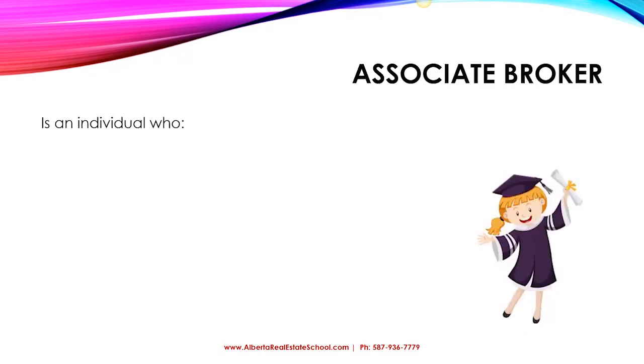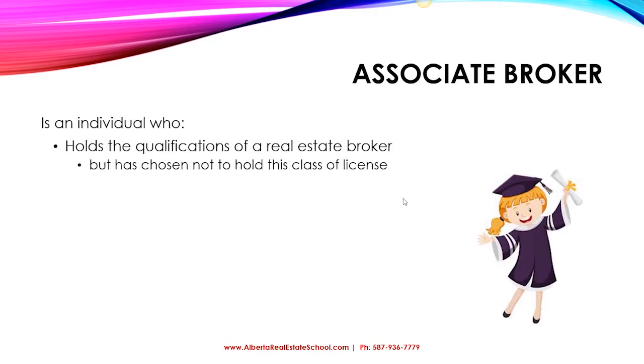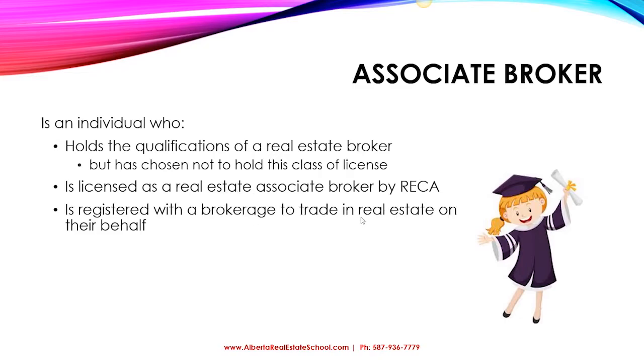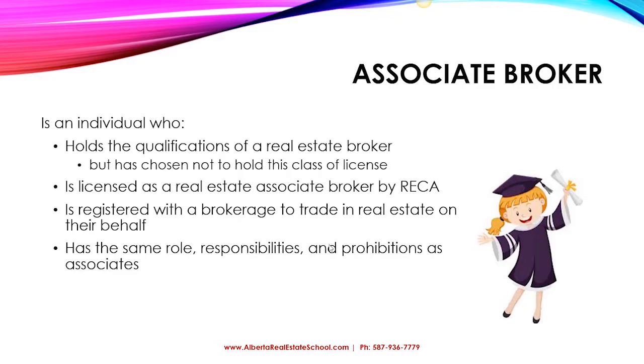Now, who is an associate broker? An associate broker is an individual who holds the qualifications of a real estate broker, but they have chosen not to become a broker at this point. Instead, they are licensed as a real estate associate by RECA. This person is registered with a brokerage to trade in the real estate on their behalf. A real estate associate broker has the same role, responsibilities, and prohibitions as that of an associate.